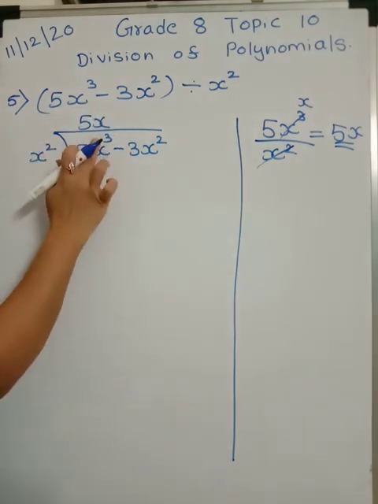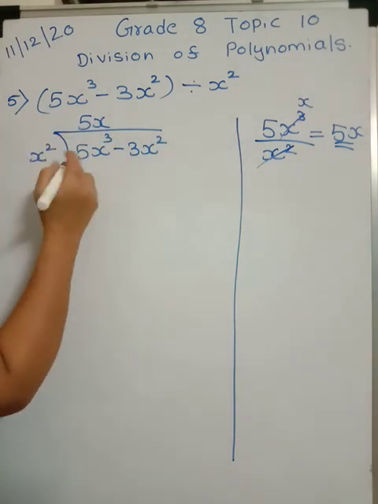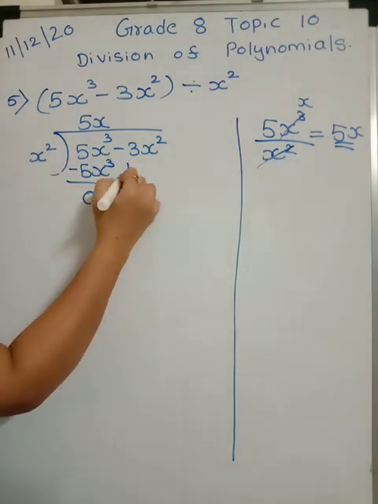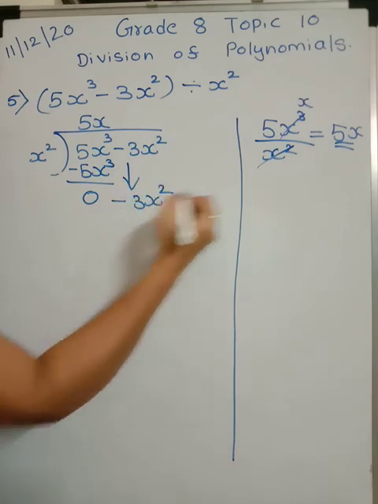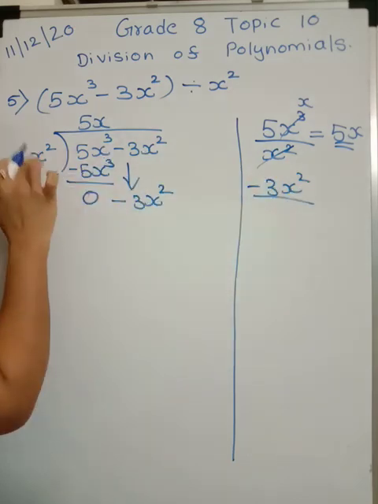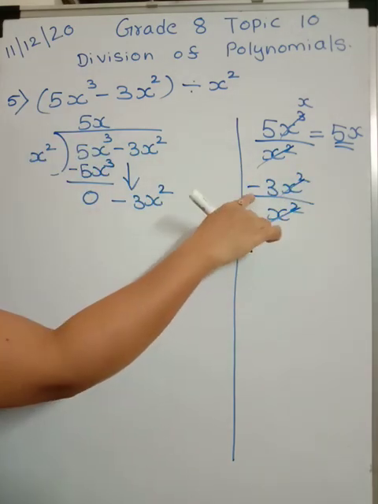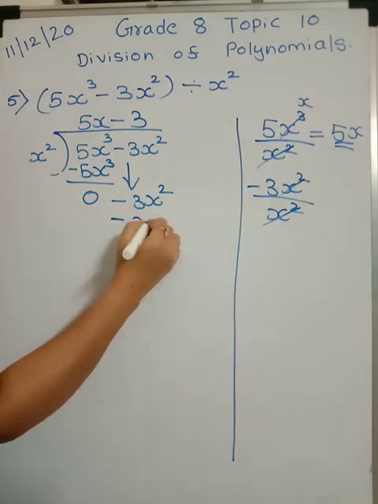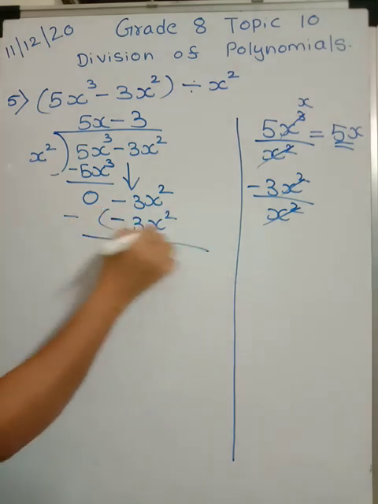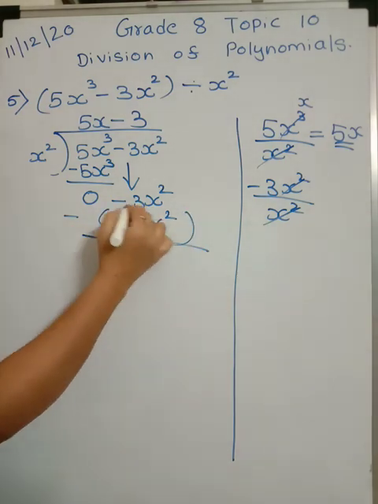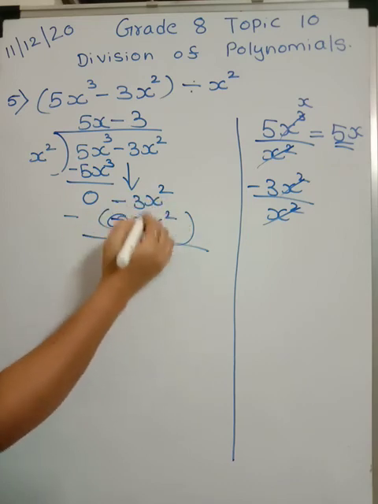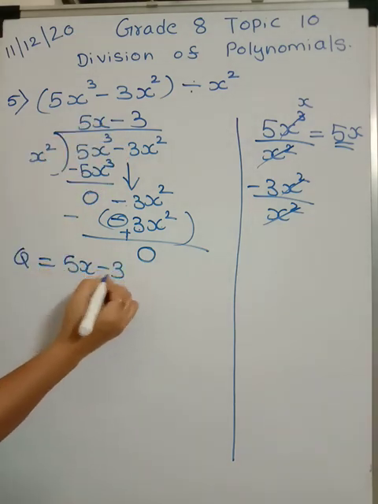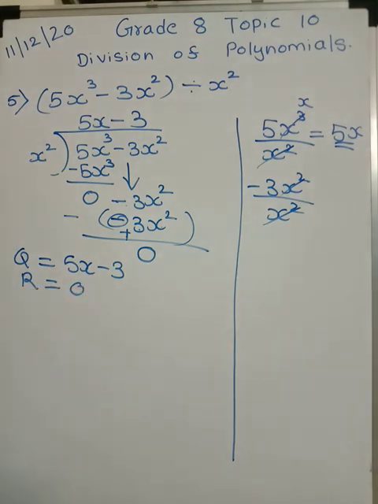5x into x square is 5x cube. Multiply these two and subtract it from here. You get minus x cube. Is this clear? Okay. Now what is there? 0. Now you take this term. What is it? Minus 3x square. Again, now take minus 3x square and divide it with this x square. X square will go. We are left with minus 3. So our second term from the quotient is minus 3. Minus 3 into x square is minus 3x square. This we are going to subtract. So minus into minus, this will change into plus. Plus 3x square and minus 3x square. 3 minus 3, remainder will be 0. So what is your quotient? Your quotient is 5x minus 3 and your remainder is 0. Is this clear? Okay.